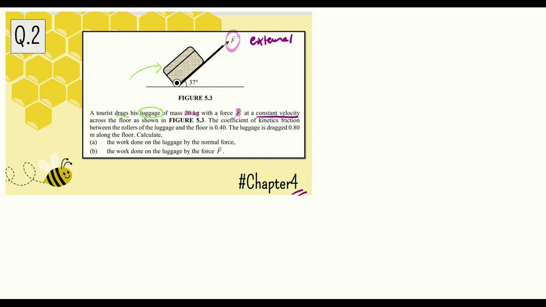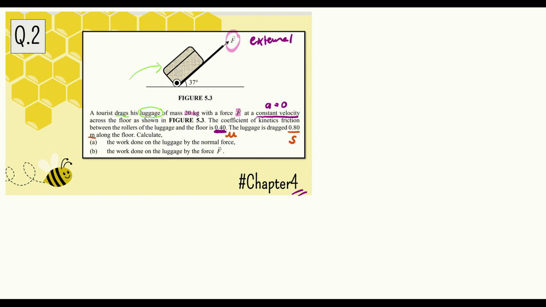Bear in mind that at constant velocity, the luggage does not accelerate. So acceleration is equal to 0 across the floor, as shown in the figure above. The coefficient of kinetic friction between the rollers of the luggage and the floor is 0.4. Our mu, okay, the symbol is mu. The luggage is dragged 0.8 meter along the floor. So this is the displacement.